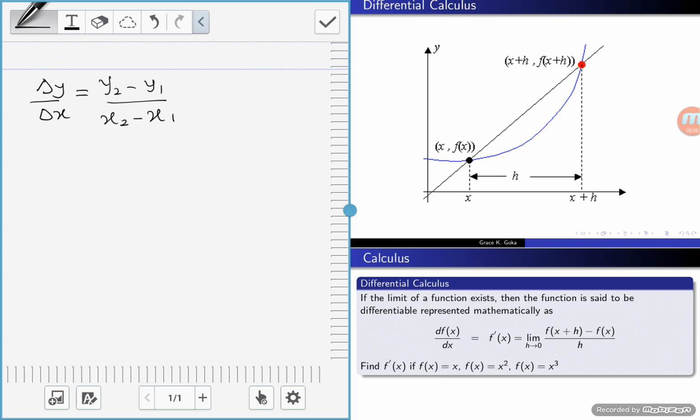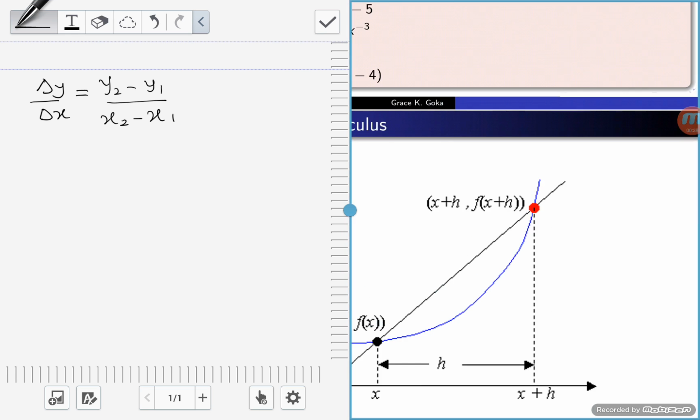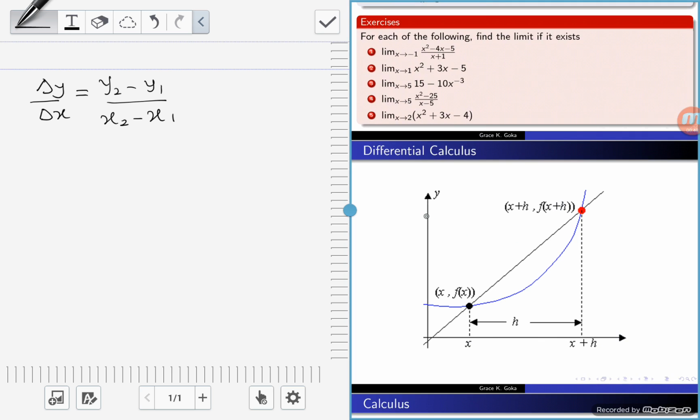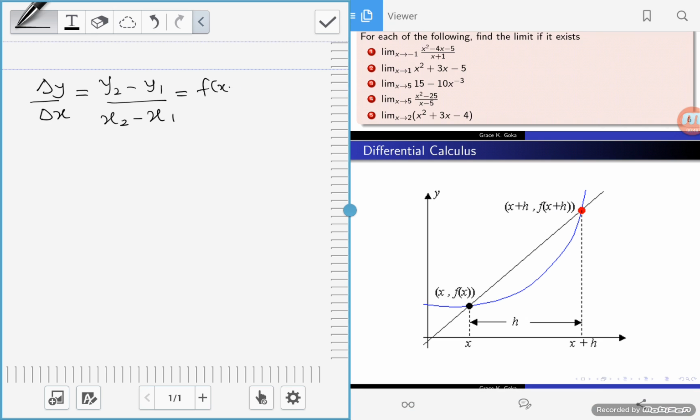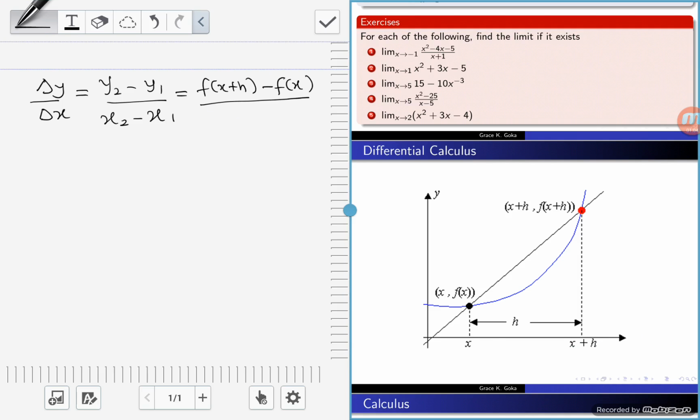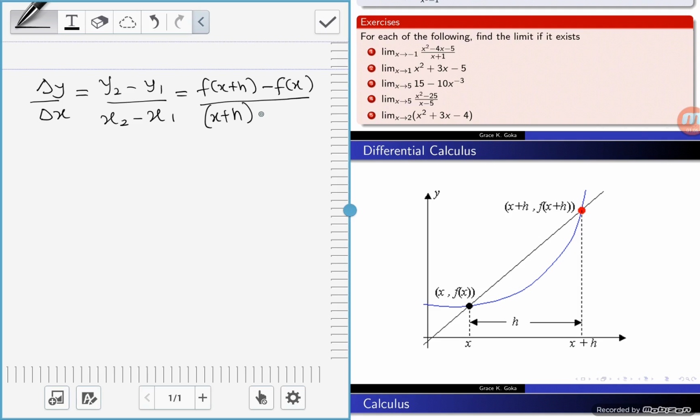And what is our y2? Our y2 is the point on the y-axis, which is the top one that corresponds to the red dot, and that value is f of x plus h, minus what is our y1? Our y1 is the starting point with respect to the y-axis, which is f of x. So we have f of x all over our x2. Our x2 is x plus h, so we have x plus h minus our x1, the starting point in the x direction, so minus x.